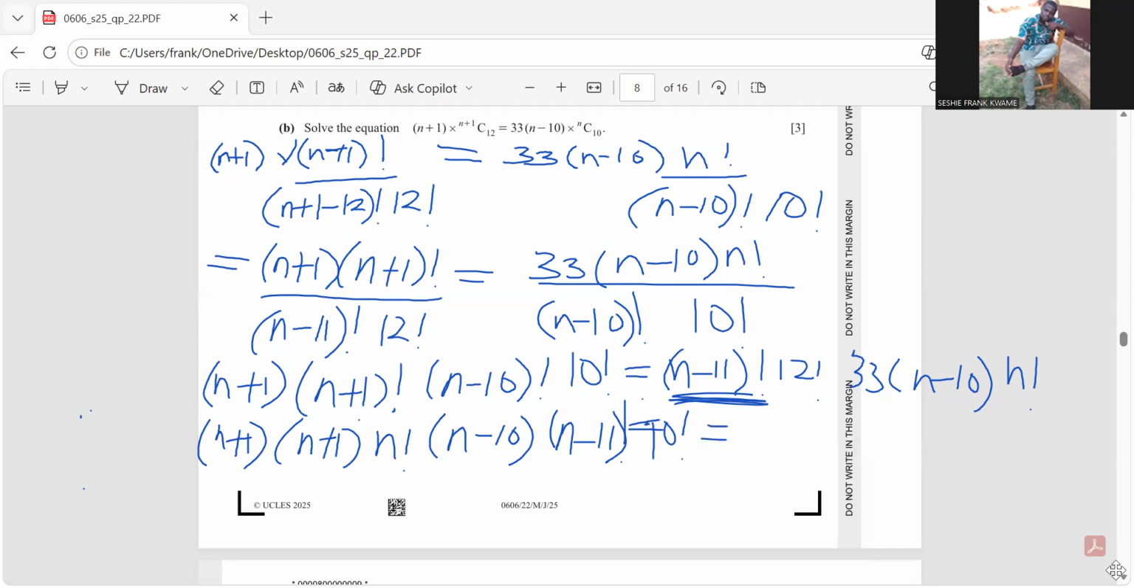So watch carefully. This (n-11) factorial goes off with this because I'm dividing both sides. (n-10) will also go off with this. n factorial will also go off with this. So I'm left with (n+1). Then 12 factorial I can reduce to 12, 11, and then 10 factorial, so this 10 factorial will also go off. I'm going to be left with n+1 is equal to 12 times 11.